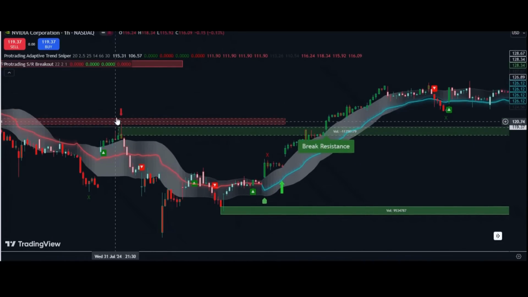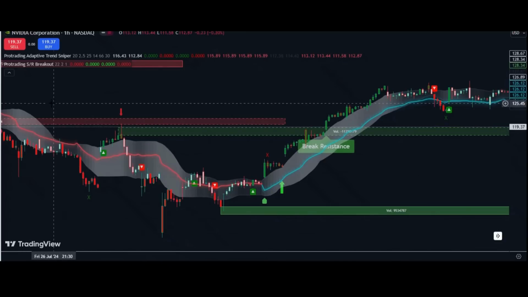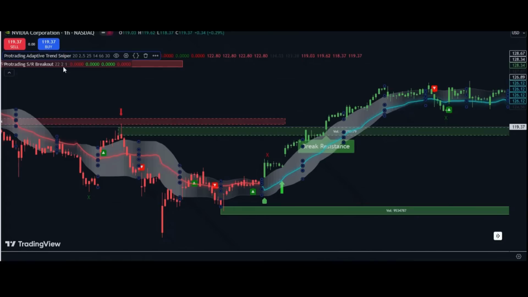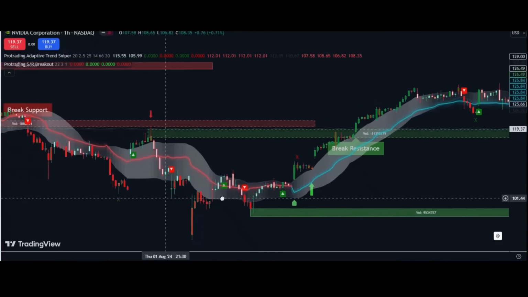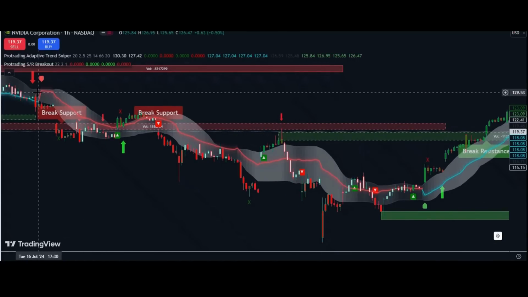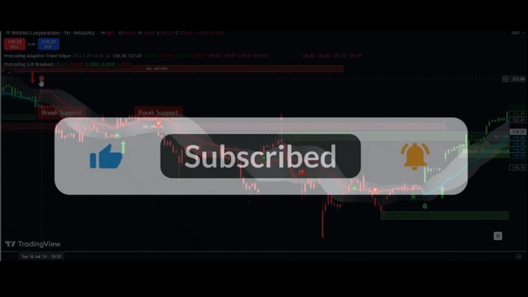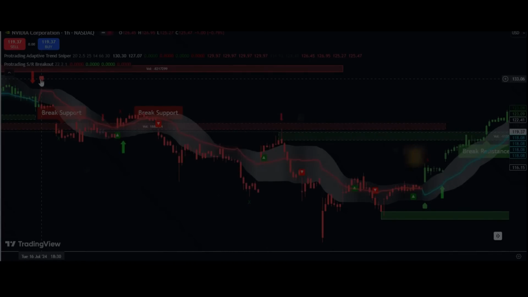Let me explain to you what these 2 indicators are doing. You can see here the first indicator is the Pro Trading Adaptive Trend Sniper. What this indicator is basically doing is that it gives us the direction of the market. So when the color of the indicator changes from blue to red, from this point, you see, if you put your cursor here, you can see that the candles are telling you that we are currently in a downtrend.